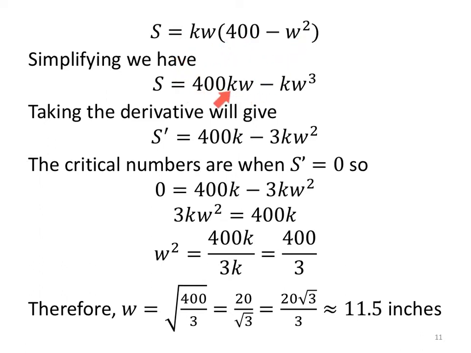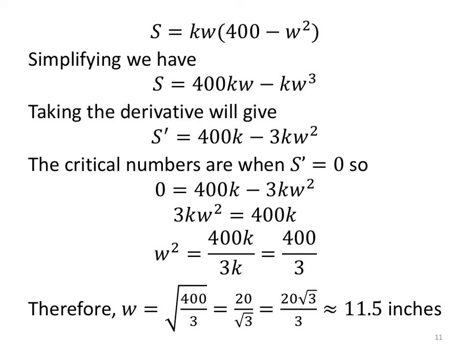Now, our strength equation is KW times 400 minus W squared. I distribute, and I get 400KW minus KW cubed. Taking the derivative, remember K is a constant, so 400K minus 3KW squared. The critical numbers will be when the derivative of the strength equation is 0. So set 0 equal to 400K minus 3KW squared. Add 3KW squared to both sides. Divide both sides by 3K. Notice the K's cancel out, so the constant of proportionality doesn't affect this. If W squared equals 400 over 3, then W is the square root of 400 thirds, which is 20 over square root of 3, and I can simplify that by rationalizing my denominator as 20 square root of 3 over 3.